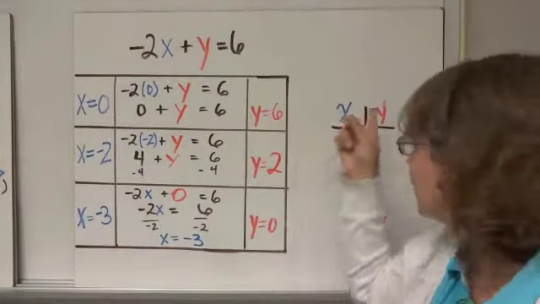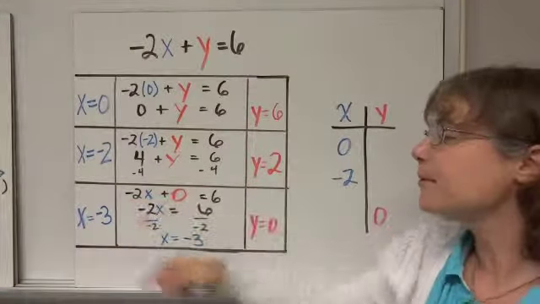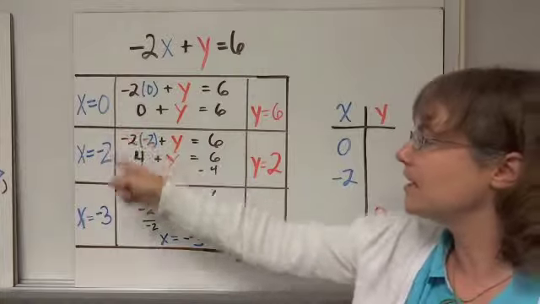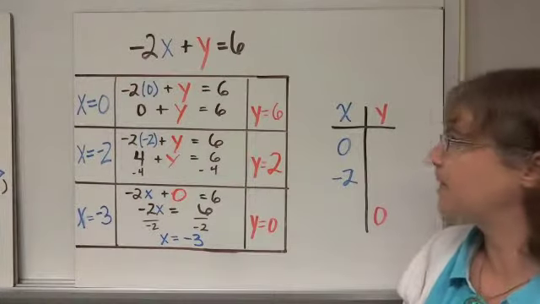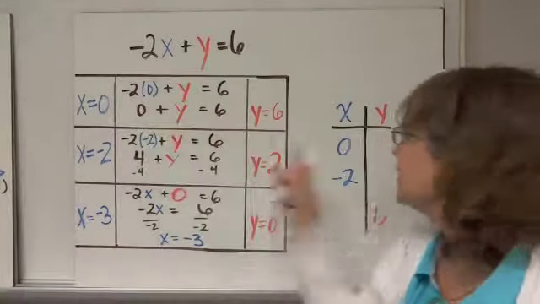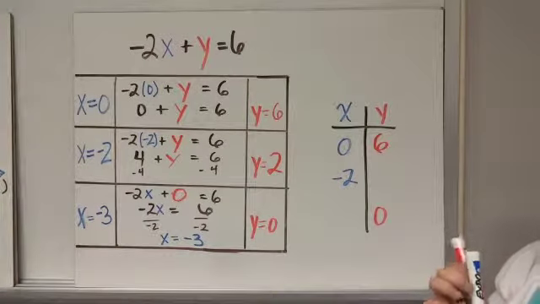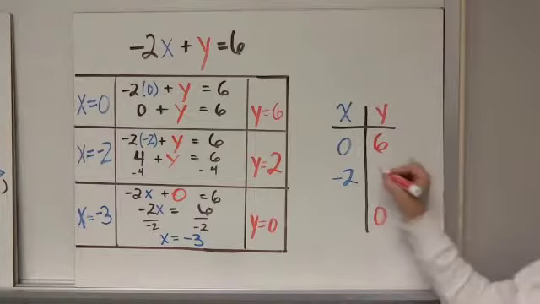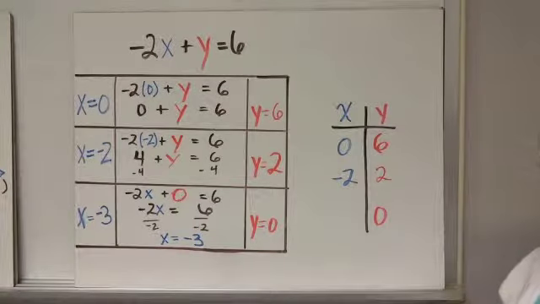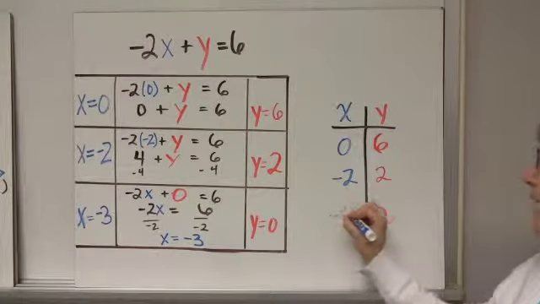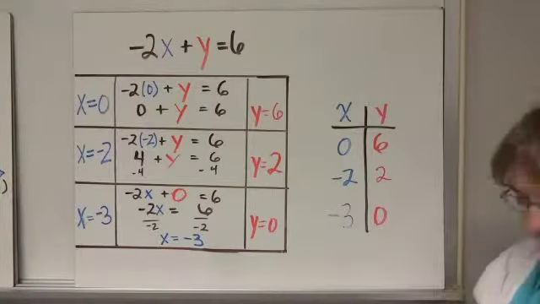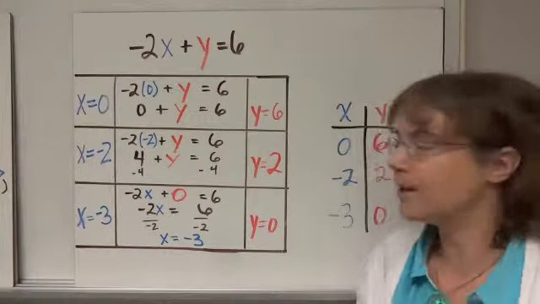And now we can again do our t-chart. Using this, we've got 3 points on there. Remember, we really only need 2 points. That third point's going to be like a checkpoint. So when x is equal to 0, y equals 6. When x is equal to negative 2, y is equal to 2. And when y is equal to 0, x is equal to negative 3. Now we have our t-chart. We can do our coordinate points, and we can graph our line.